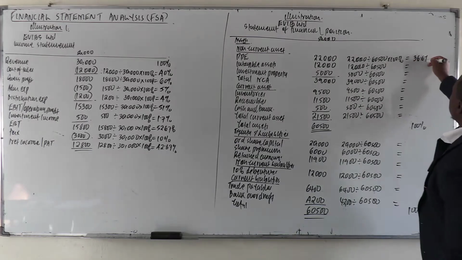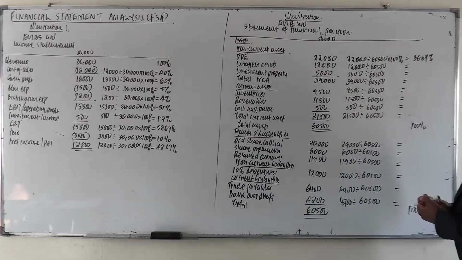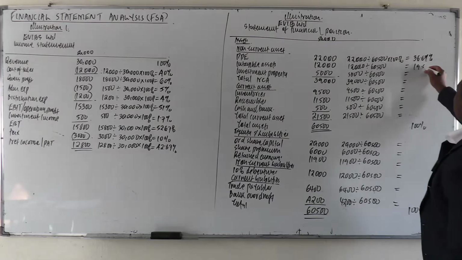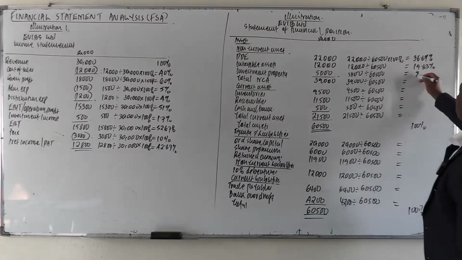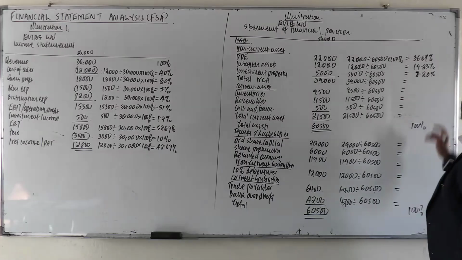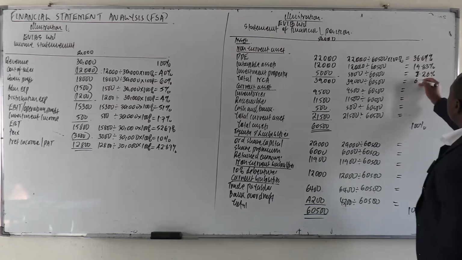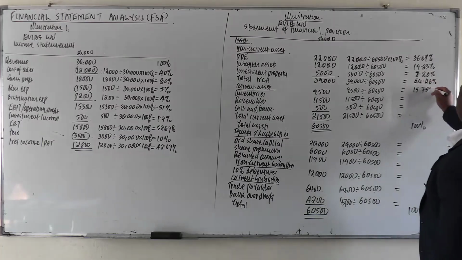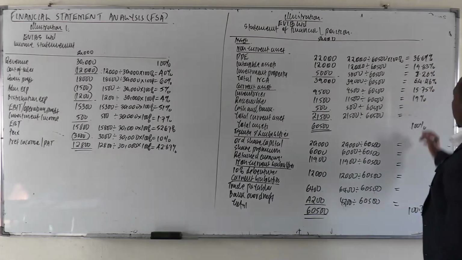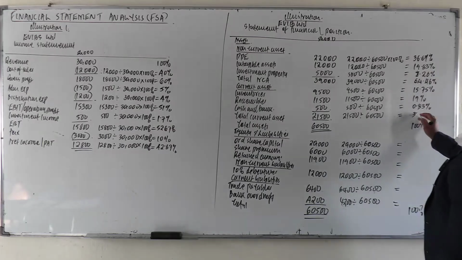Let's work with 36.67. We have 19.83%, 8.26%, 64.46%, 15.75%, 19%, 0.83%, 5.54. Now equity and liabilities.